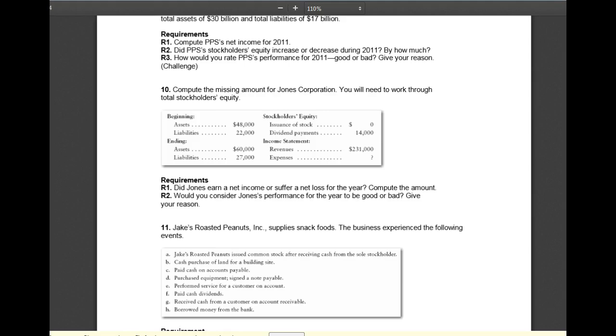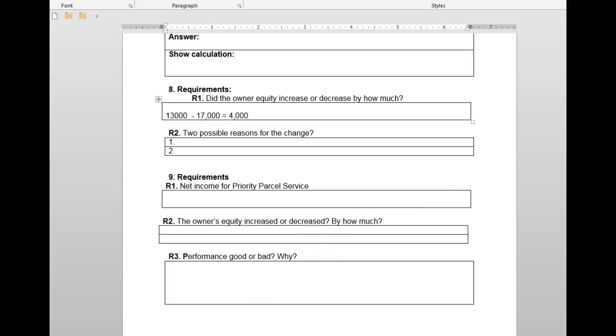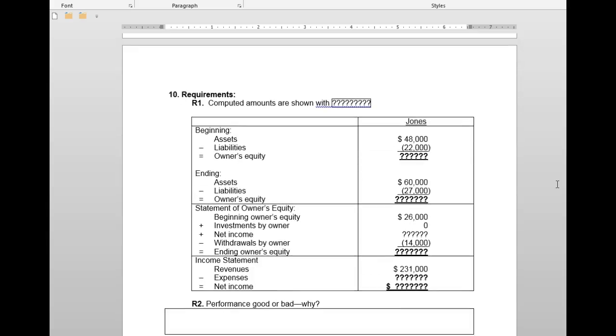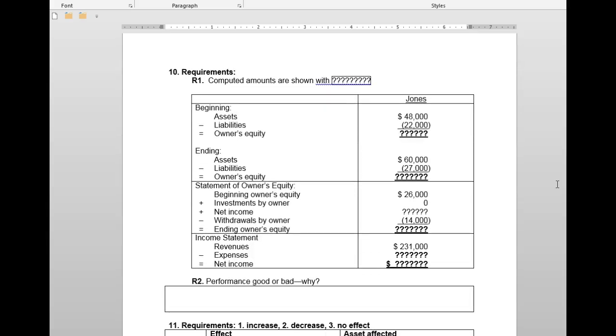So let's go look and see what our template looks like. Here you go. The only way to really get a sense for this is you have to take these numbers and put them in their proper order and see how they connect. So they gave us liabilities at the beginning of 48,000, assets of 48,000 and liabilities of 22,000. We need to find out what the owner's equity is. Well, that's a very easy thing to do for you now. You subtract these and come up with owner's equity, right? So you have your owner's beginning equity.